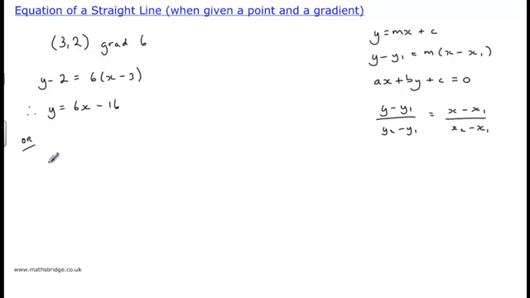An alternative method that you could use is to use the equation in the form y equals mx plus c, and substitute in the values of x and y from the point that we're given. So we know that 2 is equal to 6 lots of 3 plus c, and so we can find the value of the constant, which is minus 16. Therefore the equation of the straight line is y equals 6x minus 16.